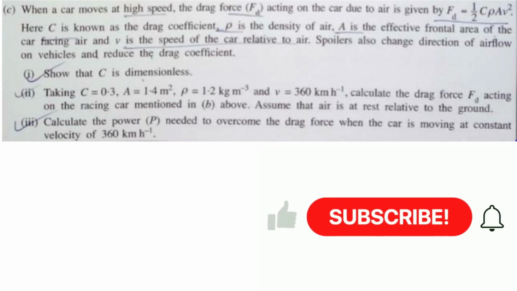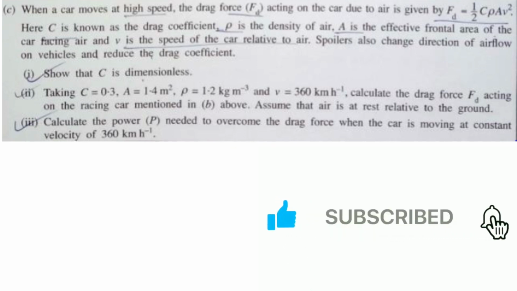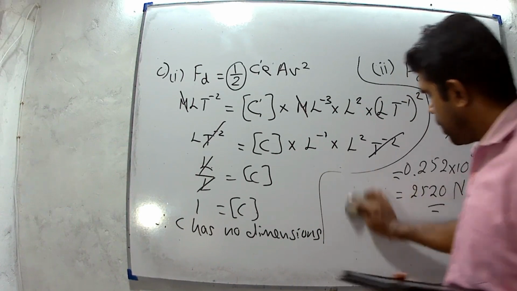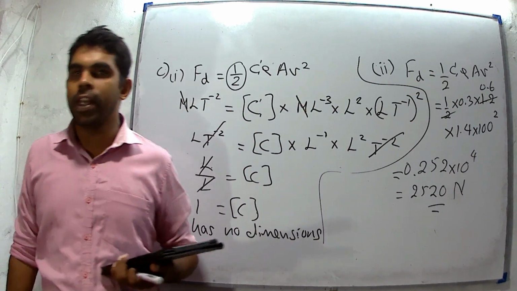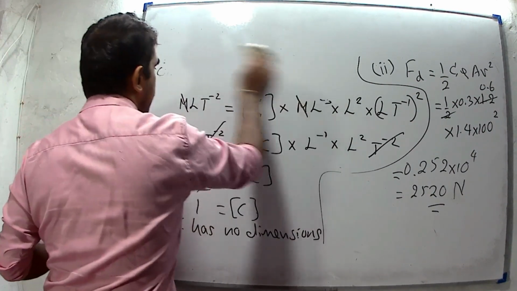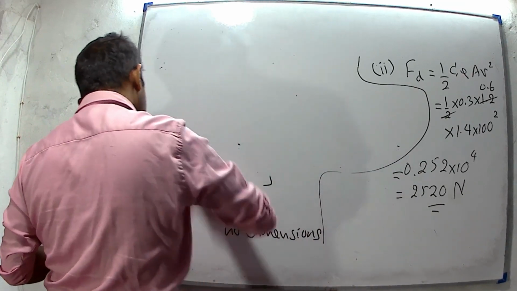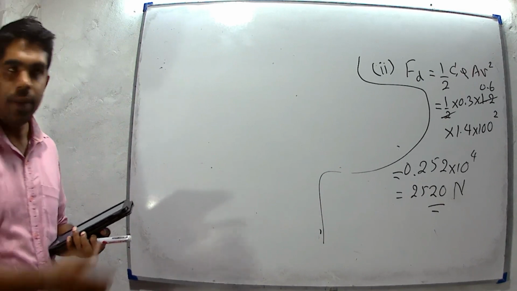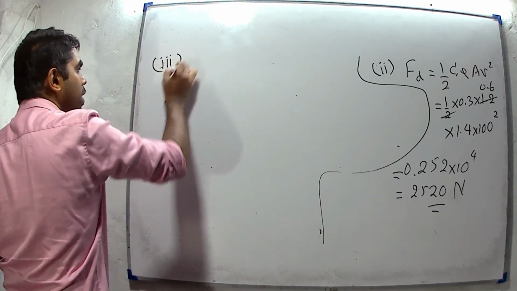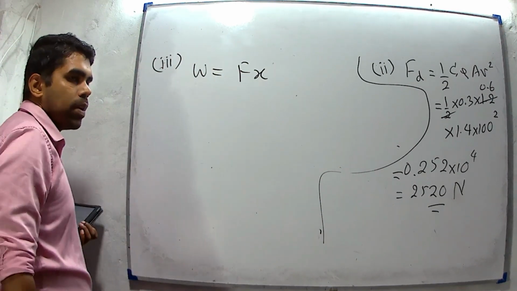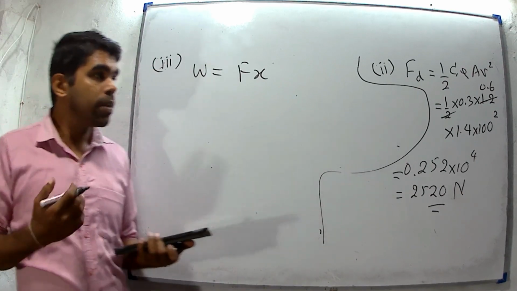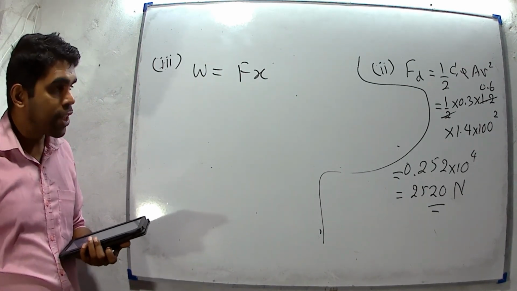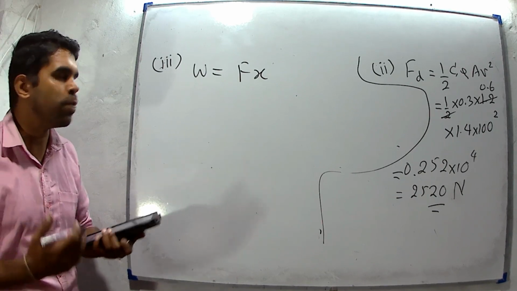Calculate the power needed to overcome the drag force when the car is moving at a constant velocity 360 kilometers per hour. We know that drag force is a type of resistive force. It is like friction. And we know that when doing work done against the friction, power is frictional force into velocity. We can obtain it by using, we know that work done is force into distance. When considering a resistive force, friction or drag force like this, work done against the friction is force into moving distance.